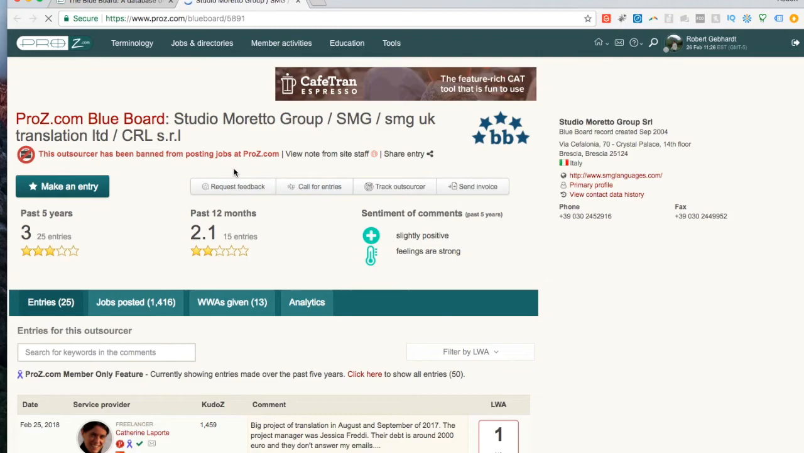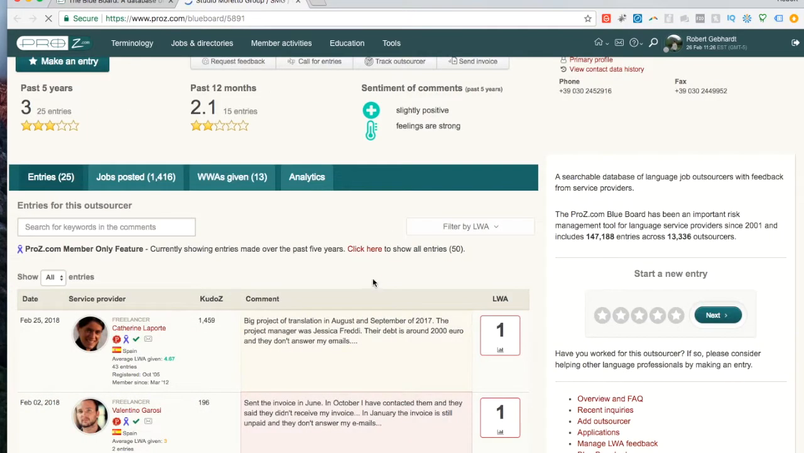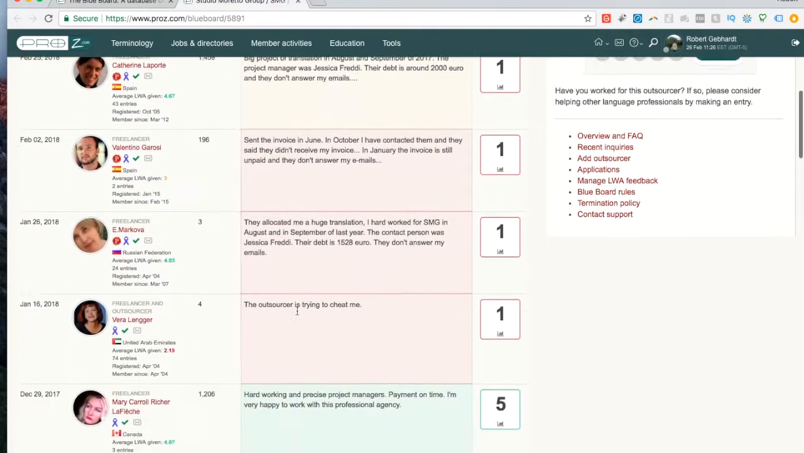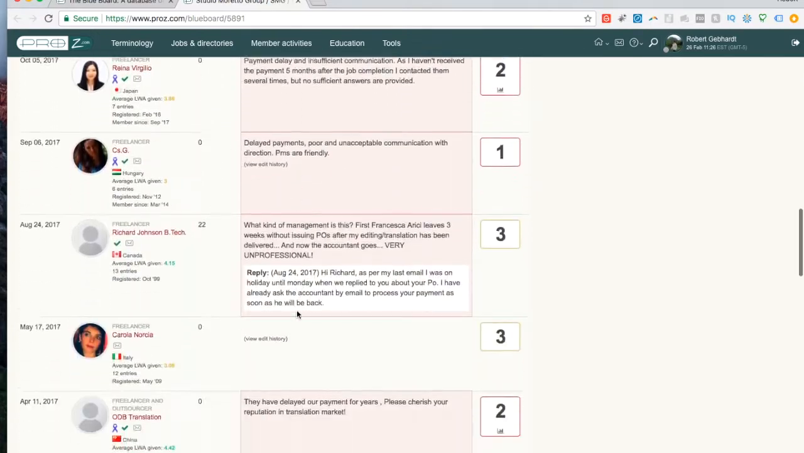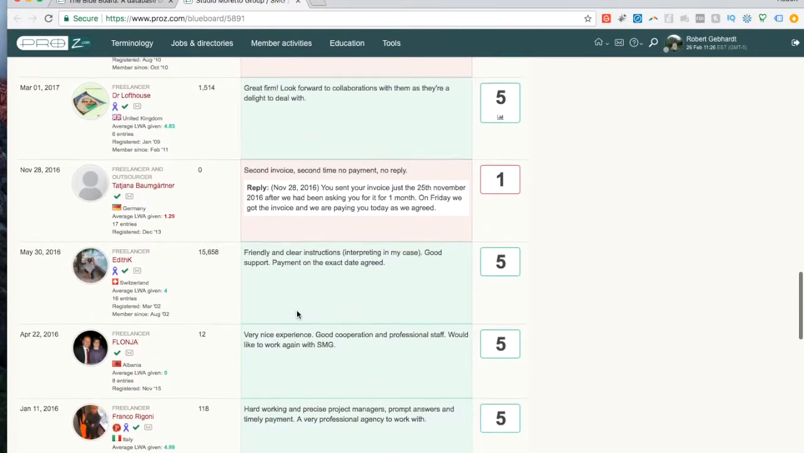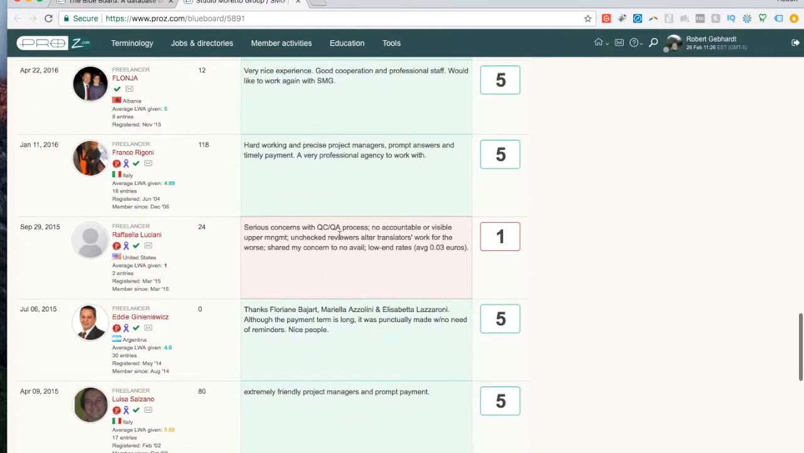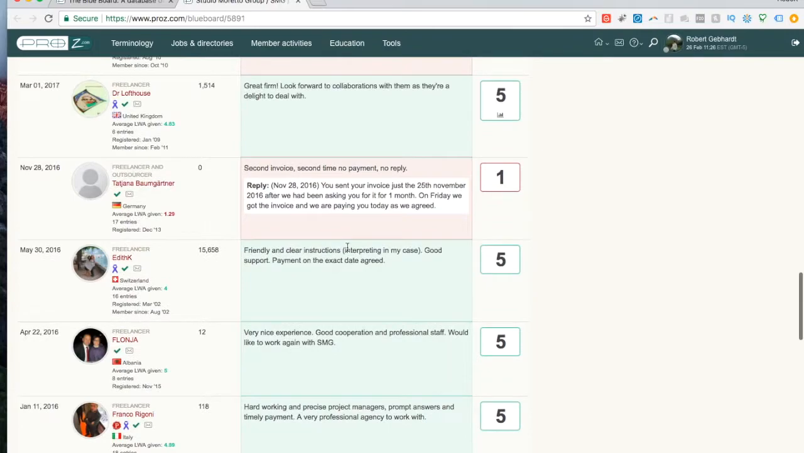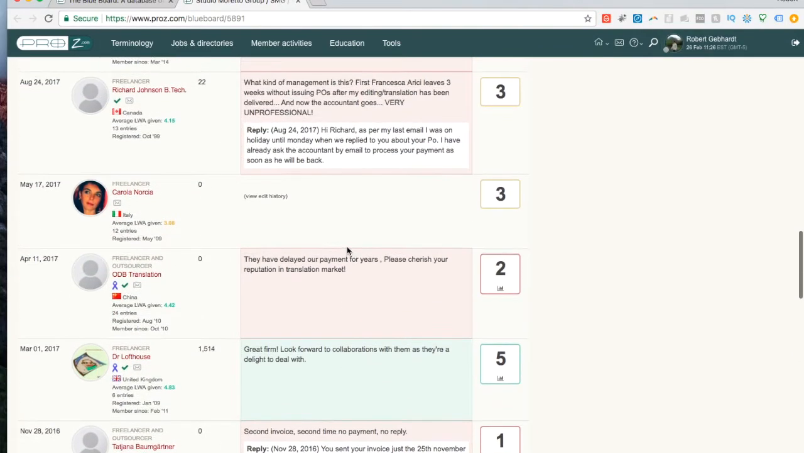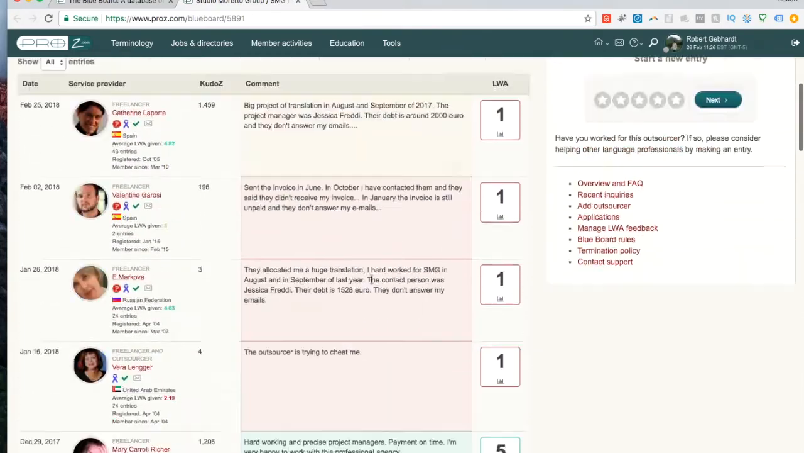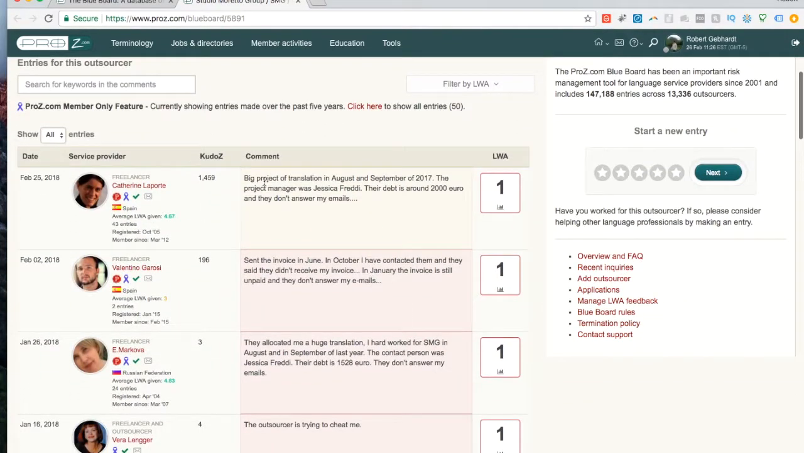For example, we'll take this one and see what it says. This Studio Moretto group, as you can see, lately it's all a bunch of bad ones. At the beginning, you can see it actually started off with a bunch of 5s. Then there was just one, then another one here, and then "they've delayed our payment for years. Please cherish your reputation in the translation market." And apparently they don't cherish it, because a bunch of people have problems. So anyway, let's do this.